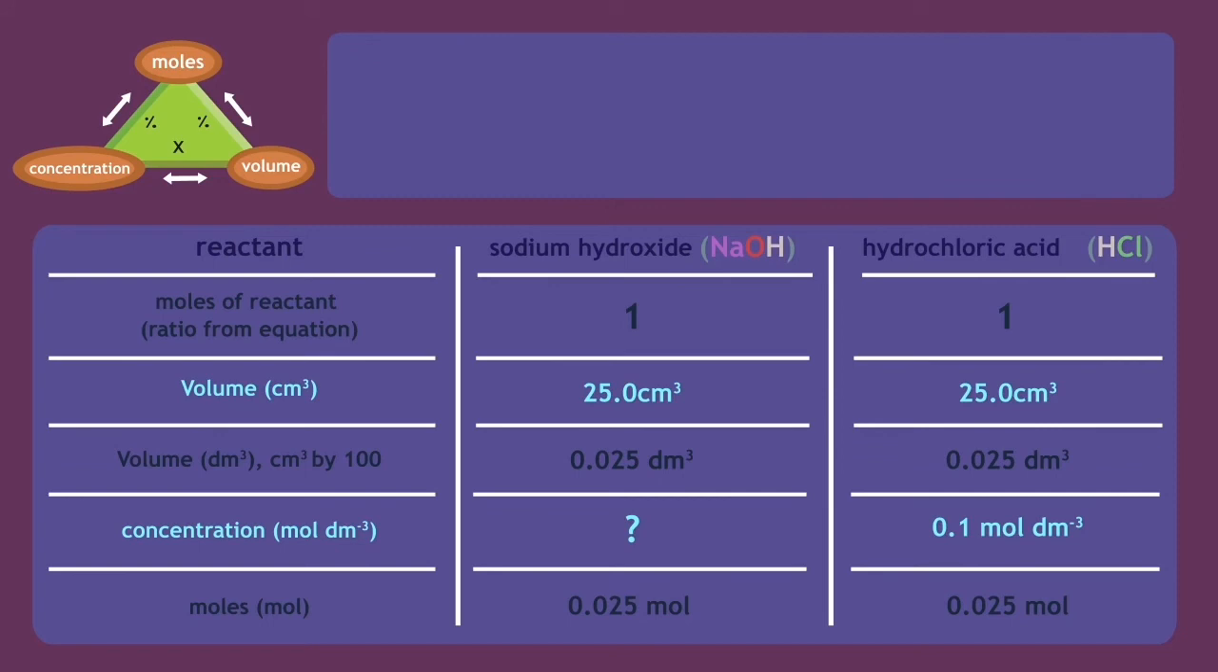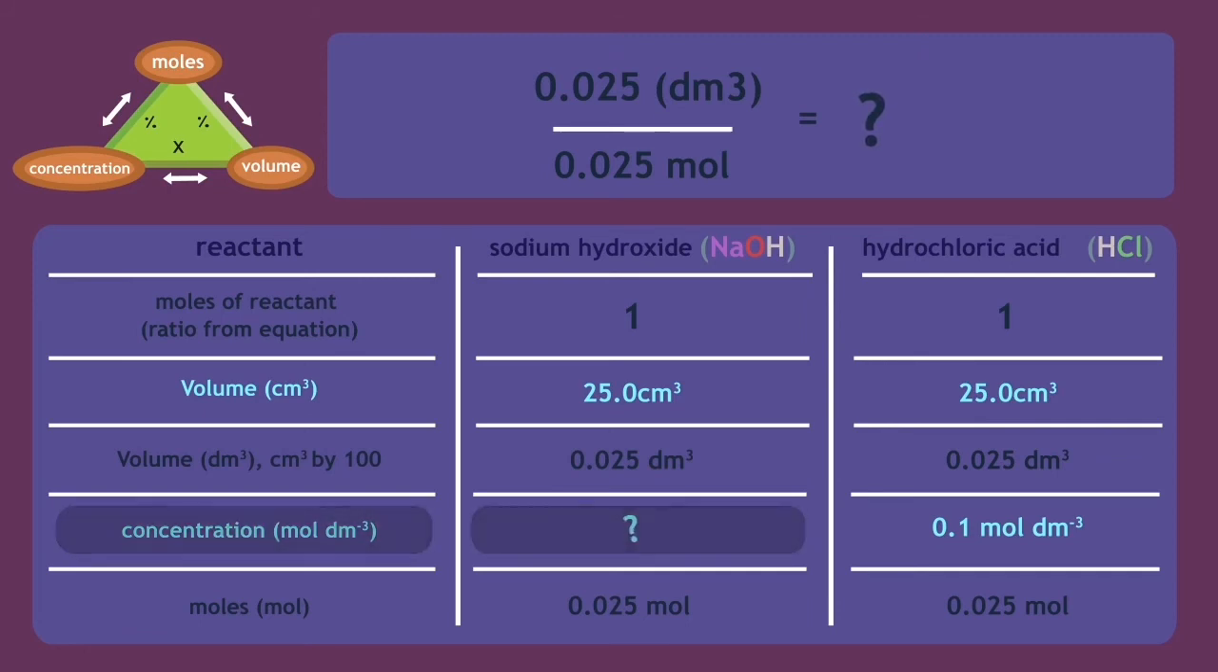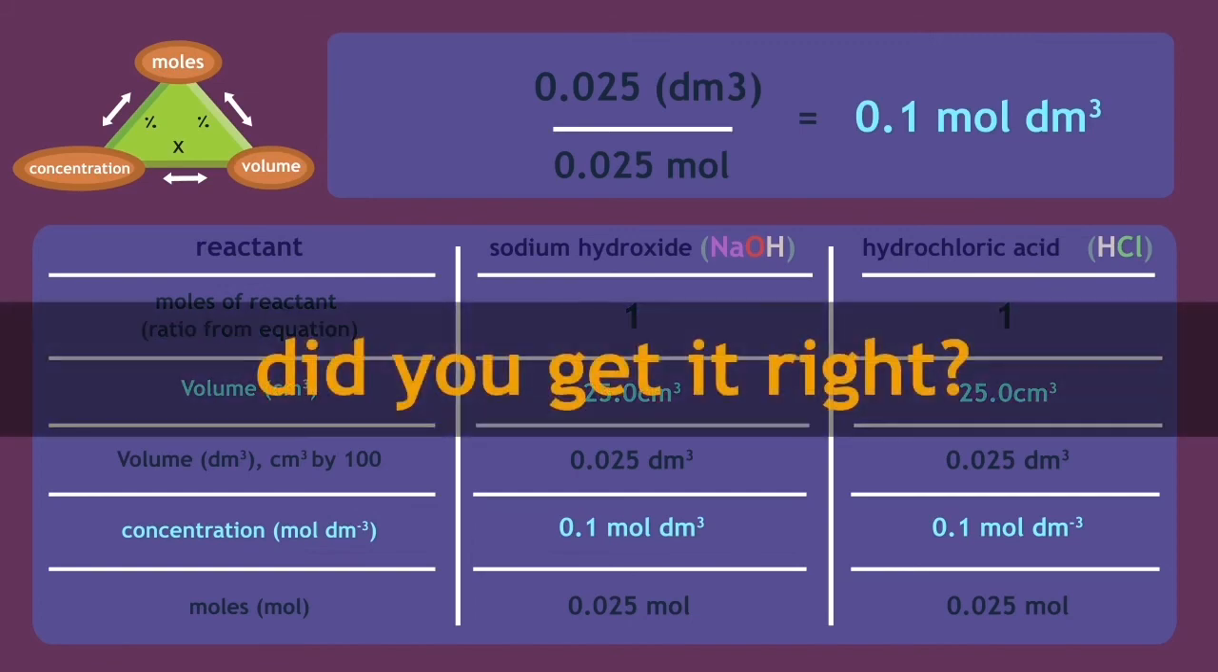Try it now. Pause the video and continue when ready. The correct way to do this is to divide the number of moles by the volume in decimetre cubed. This means the unknown concentration of sodium hydroxide is also 0.1 moles per decimetre cubed. Did you get it right?